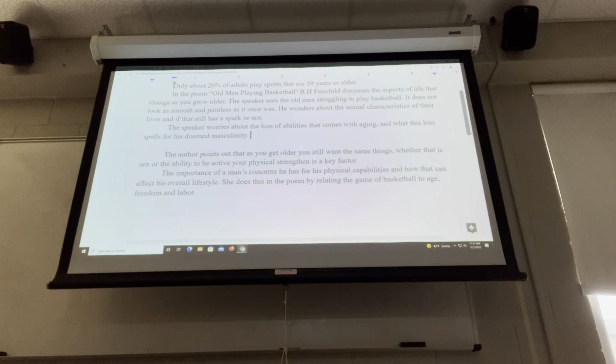The author points out that as you get older, let's help ourselves out. You can also probably leave the author out most of the time. All right. As you get older, you still want the same things, whether that is sex or the ability to be active. Your physical strength is a key factor.